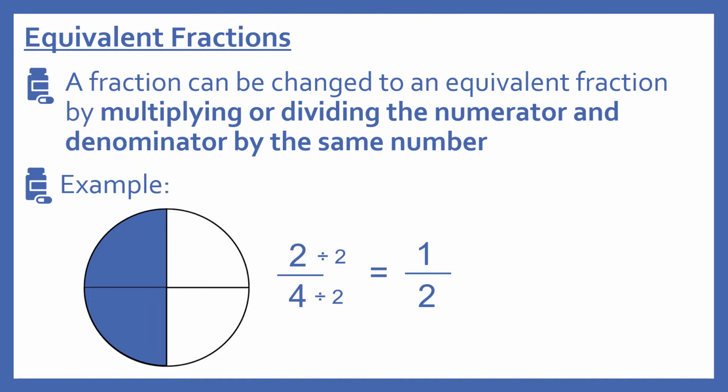So now we'll talk about equivalent fractions. A fraction can be changed to an equivalent fraction by multiplying or dividing the numerator and denominator by the same number. So for our pie that we just had, the example of 2/4, if we divide the numerator and the denominator each by 2, 2 divided by 2 equals 1, 4 divided by 2 equals 2. So that equals 1/2. So 2/4 is equal to 1/2, and you can see that with our pie. It's 2/4, but also if you're looking at it as halves, there is 1/2 of it shaded.